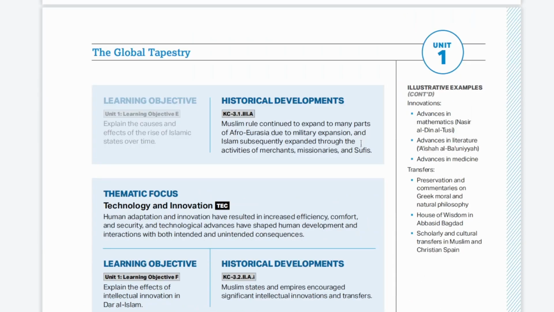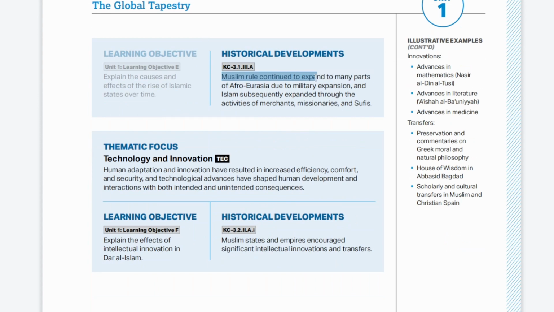Scroll down here to the last section. Muslim rule continued to expand to many parts of Afro-Eurasia due to military expansion, and Islam subsequently expanded through the activities of merchants, missionaries, and Sufis. So these are all things we're going to cover in the video today. Before we get into the Abbasid Caliphate, let's first talk about what a caliphate is.